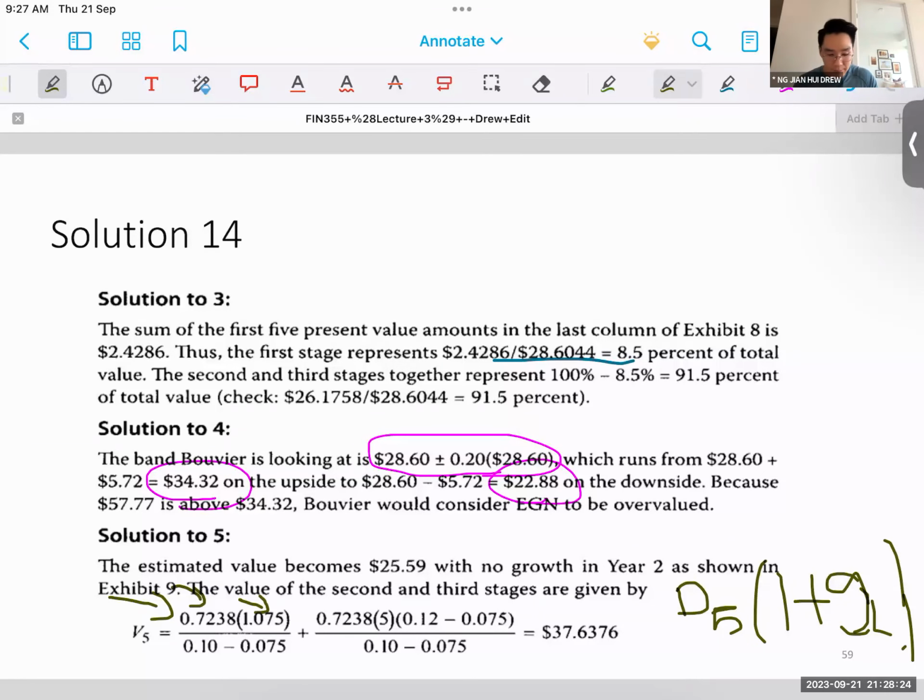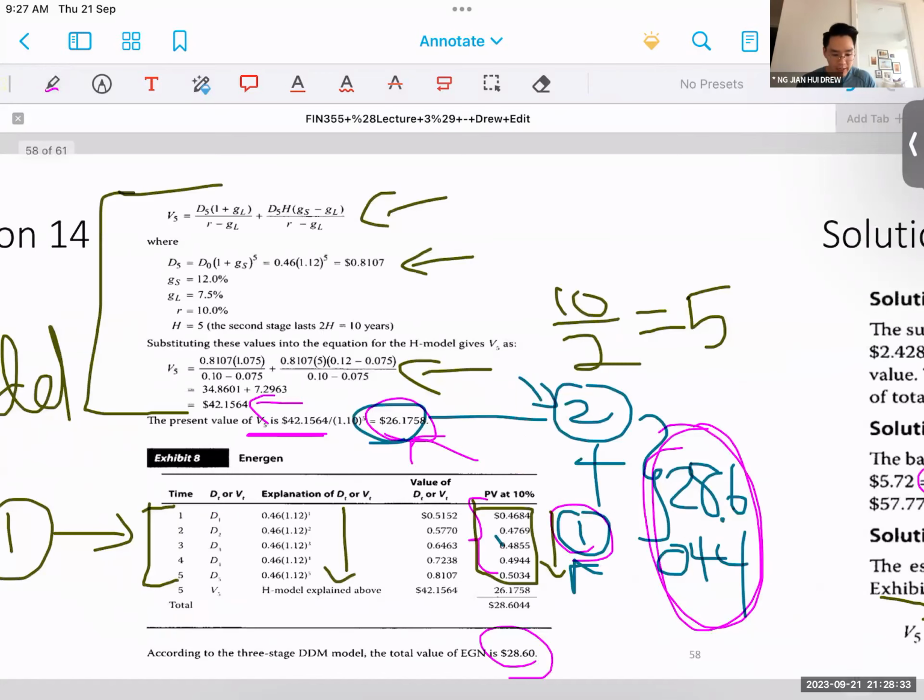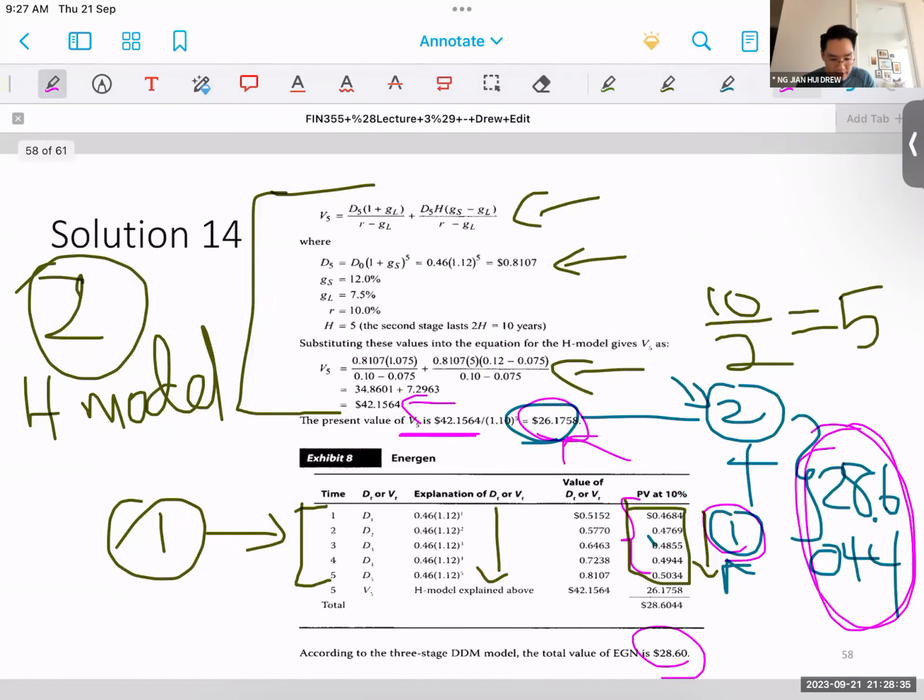I want you to notice something, right? Your D5 here is this amount, 0.7238. Let's compare it with earlier. What's your D5? Your D5 is 0.8107. So basically, because of your no growth in year 2, your D5 has reduced in value. As you notice, right? 0.7 versus 0.8. And therefore, it affects your valuation as well, right?